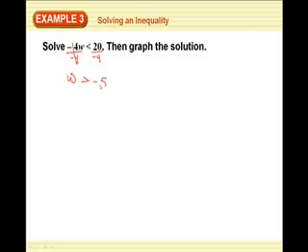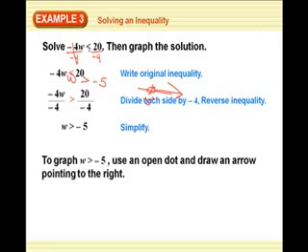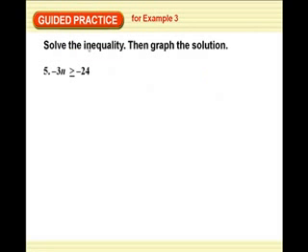So then that would be w is greater than negative 5. So there's negative 5, circle it. So let's pick a number greater than negative 5. 0. So we'll try 0. 4 times 0 is 0. Is 0 less than 20? Yes. So we know we're right. And you just have to remember to flip the sign. And you only flip it when you multiply or divide by a negative to get a letter by itself.